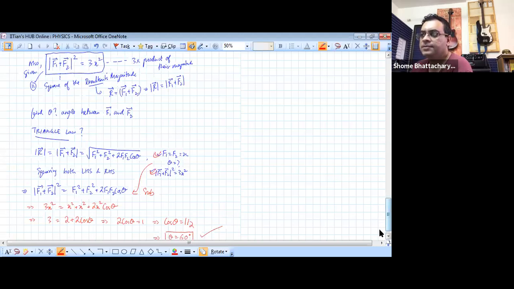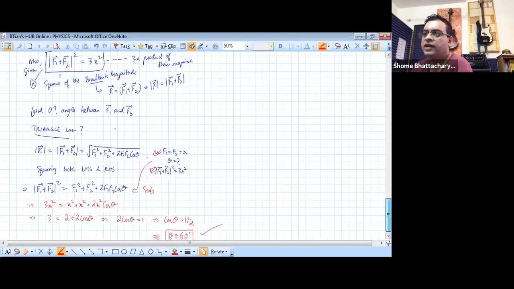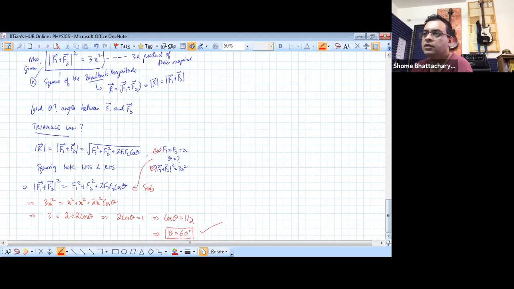Yeah, Hitanshu, just go through the steps. In the last part, what I have done is, this is the statement of the triangle law, this part. This is the triangle law, and then I've just squared both sides of this.